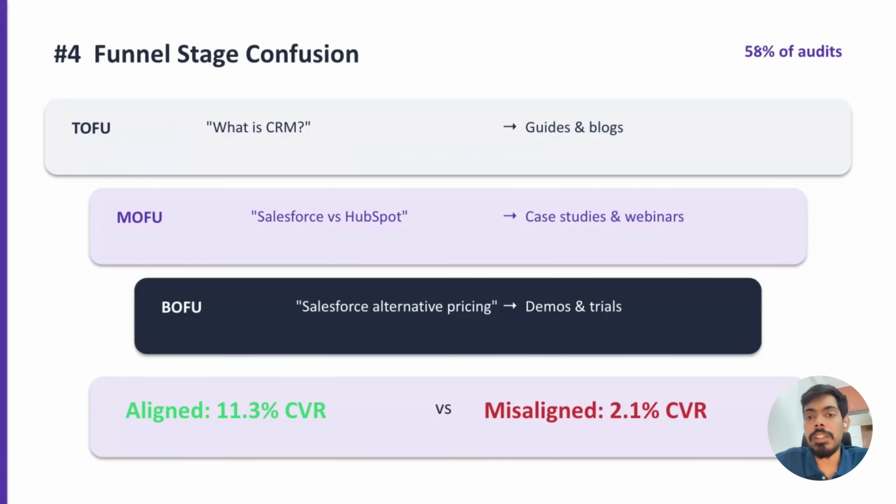The fourth mistake is funnel stage confusion. Someone searching for what is CRM needs educational content. Someone searching for Salesforce alternative pricing needs a demo or a pricing page. Matching this intent correctly gives you 11.3% conversion. Mismatched, it drops to around 2%.